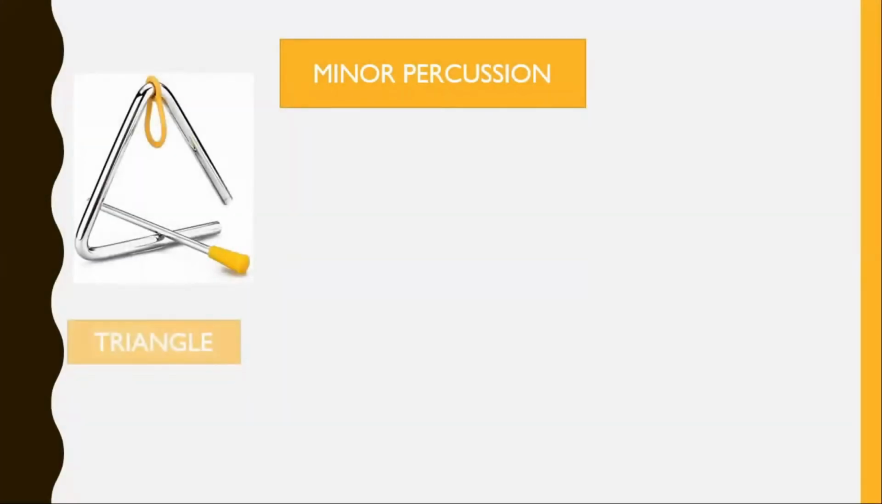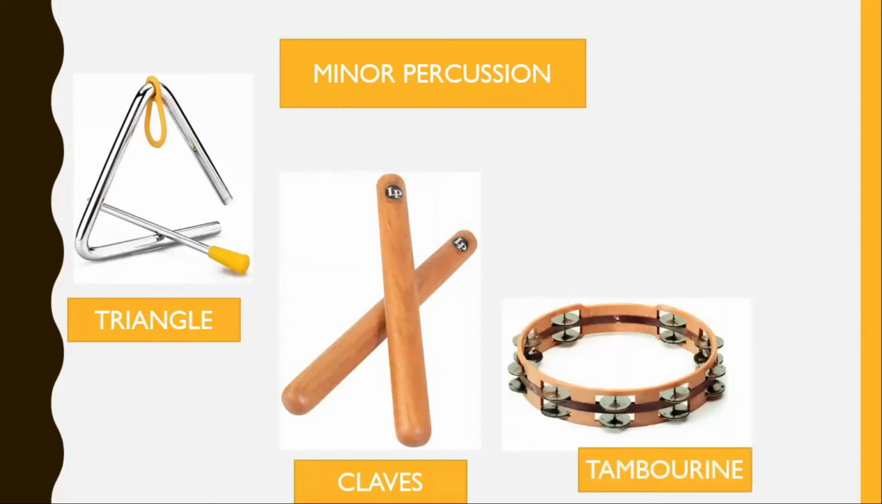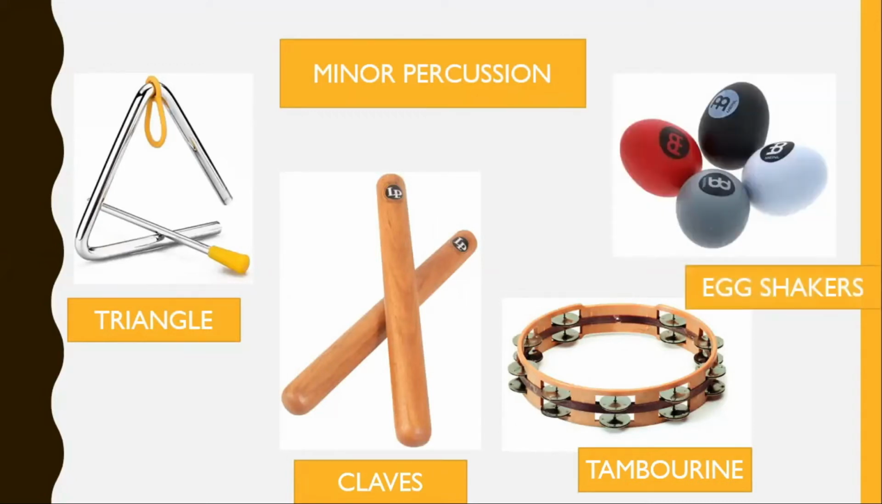Minor percussion instruments. Triangle. The triangle is used in orchestras and in the exercises that we are going to learn in school. Claves. These are wooden instruments for keeping the beat. It is used as a complement in percussion ensembles. Tambourine. It is also used in percussion ensembles and it has a higher sound. Egg shakers. It is also used in percussion ensembles and it has a particular sound. Now let's see an example.